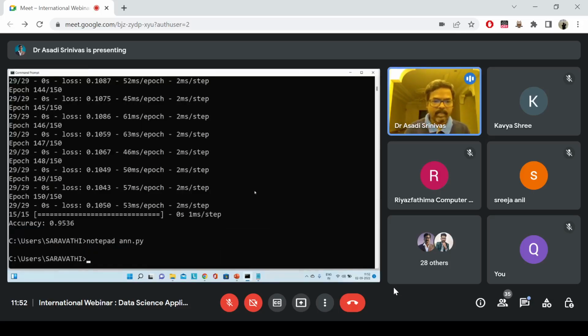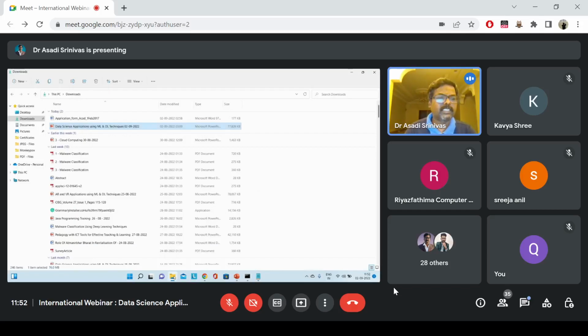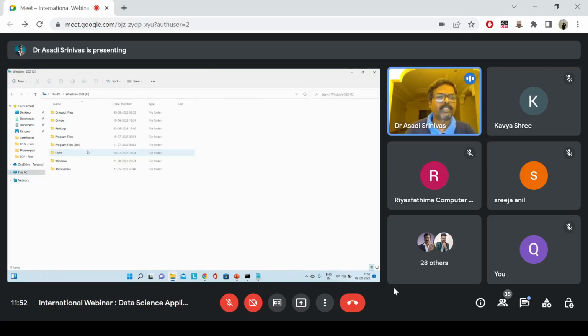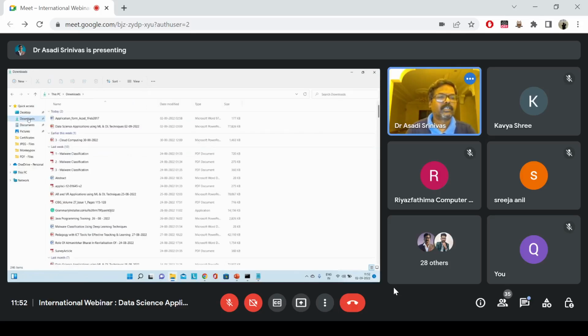Now I am going to demonstrate the COVID-19 virus, the Omicron virus, and monkeypox. I am going to demonstrate various applications. Please see here.